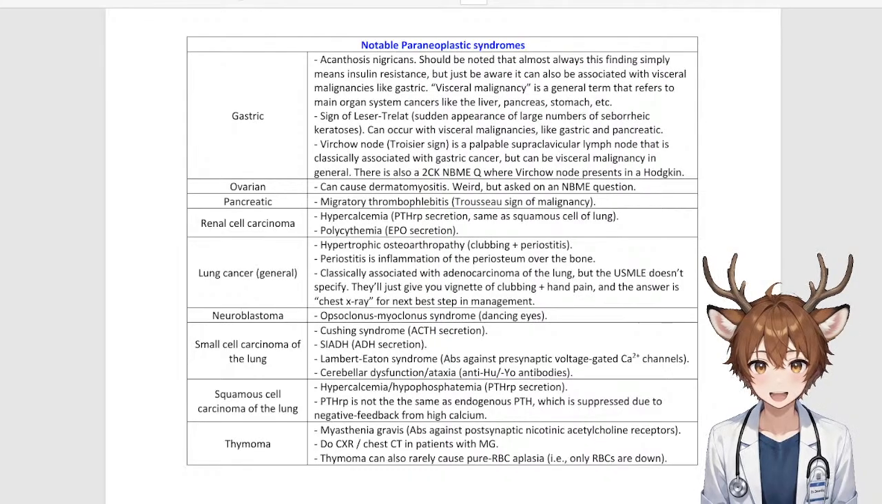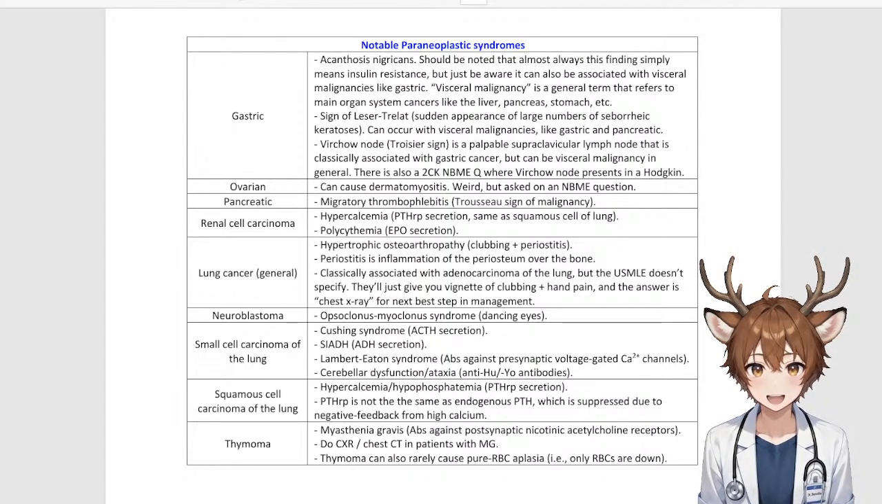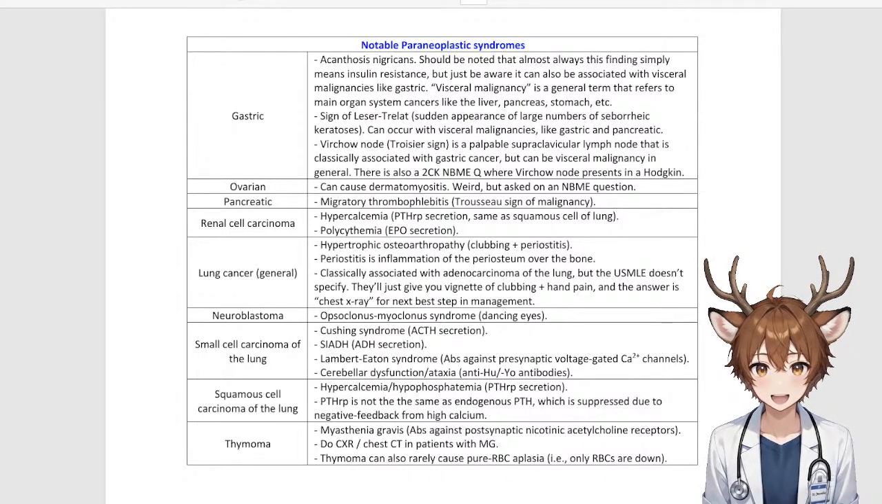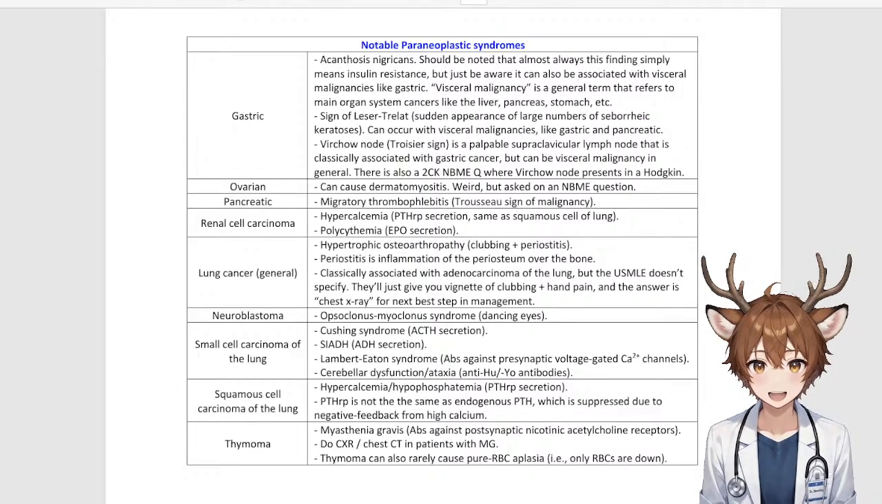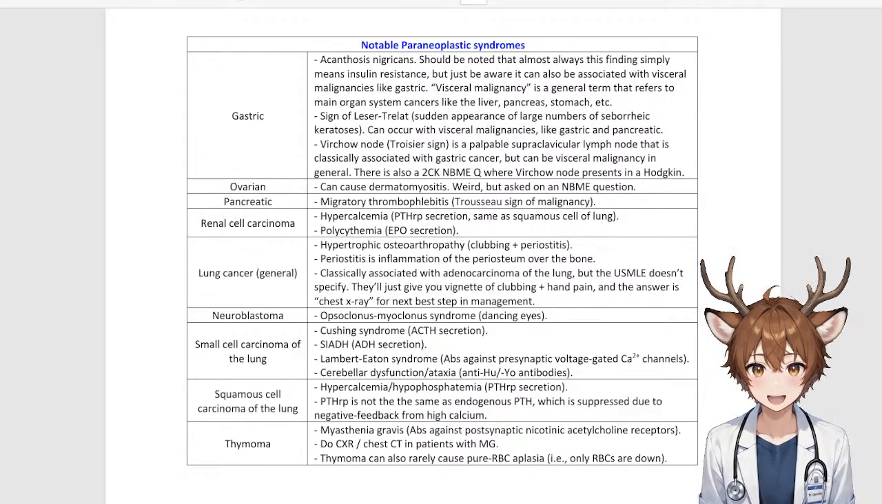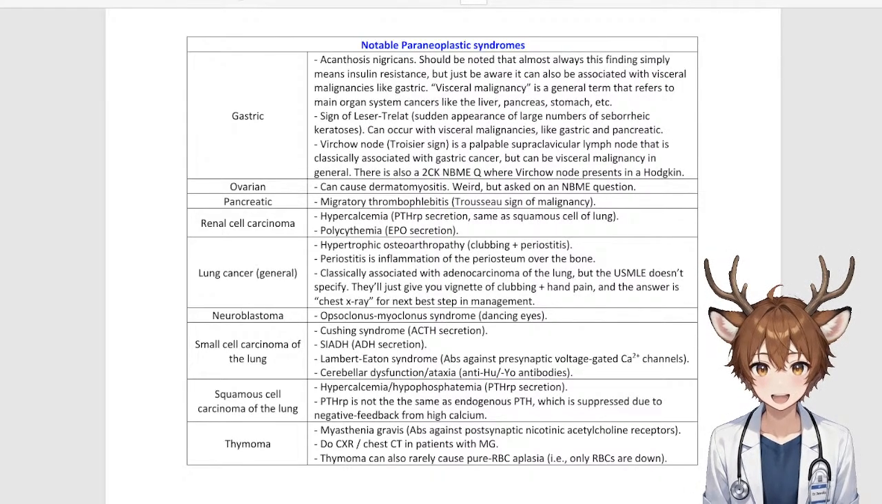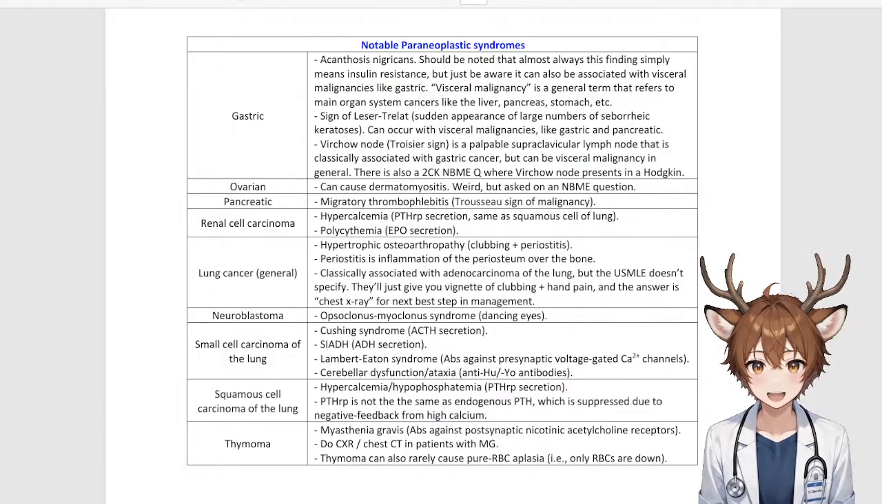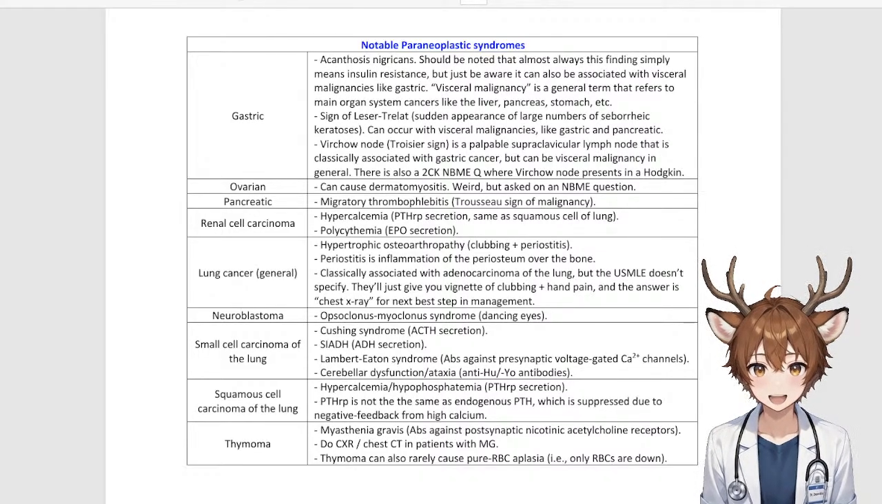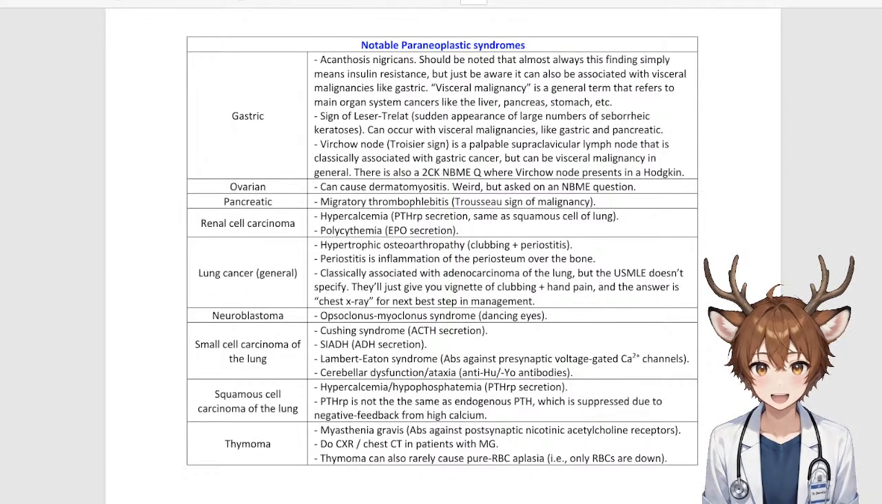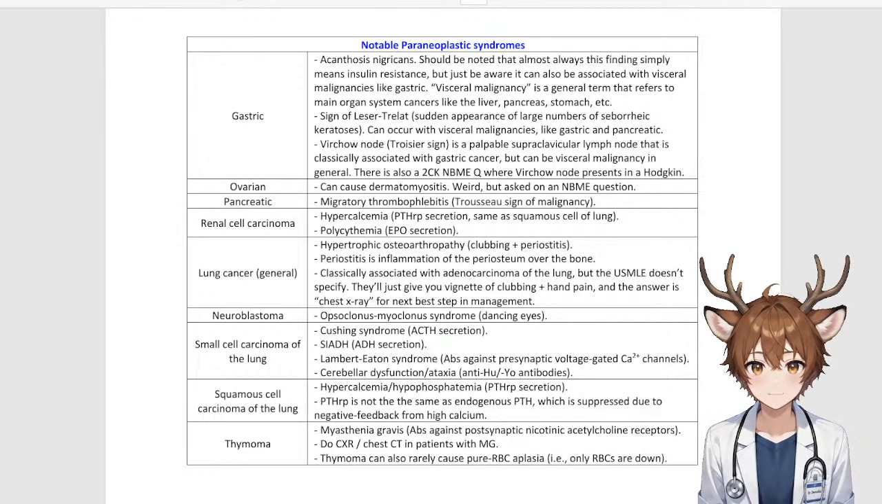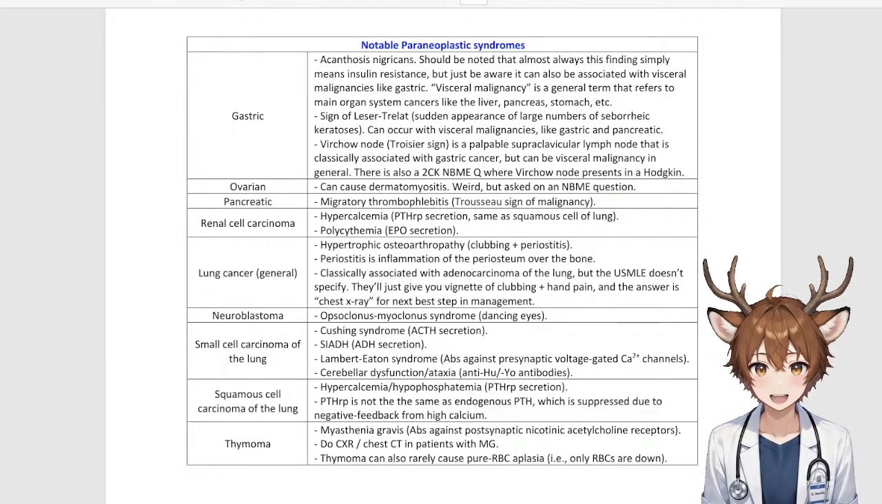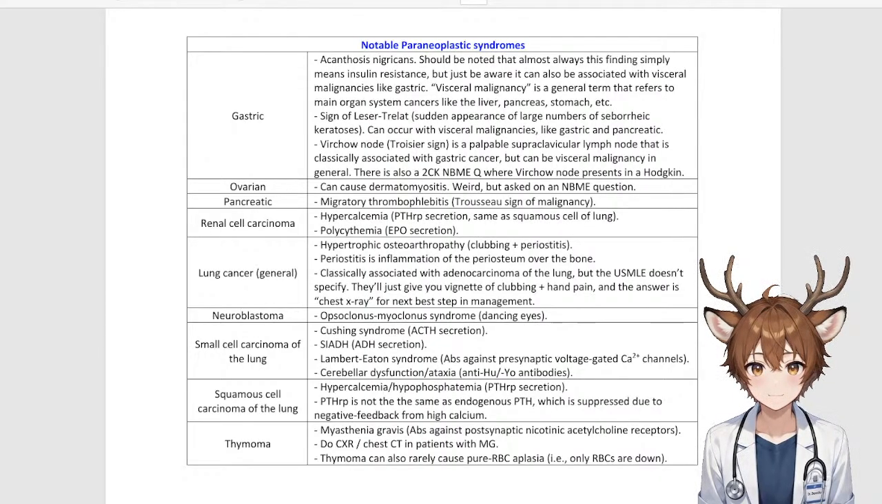Hypertrophic osteoarthropathy, clubbing plus periostitis. Periostitis is inflammation of the periosteum over the bone, classically associated with adenocarcinoma of the lung, but the USMLE does not specify. They'll just give you a vignette of clubbing plus hand pain, and the answer is just X-ray for the next best step in management. Neuroblastoma, opsoclonus myoclonus syndrome, dancing eyes.